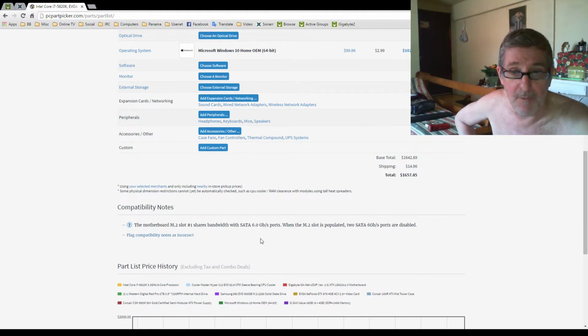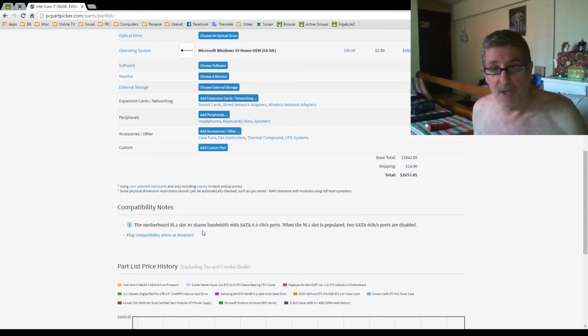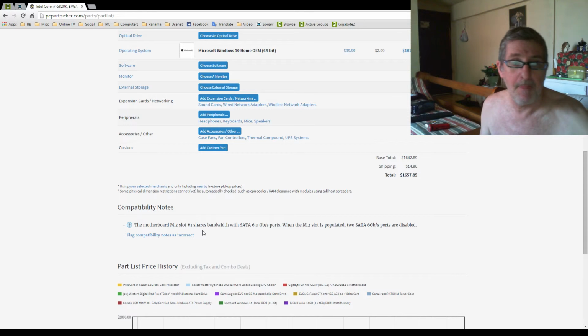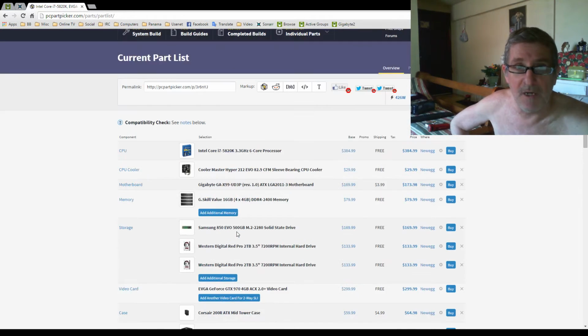Okay, I have compatibility information here about the M.2 slot. It's just saying that if you populate the M.2 slot, it's going to disable two of your 6 gigabit per second ports on the SATA bus. That's fine. We want it to be fast anyway.